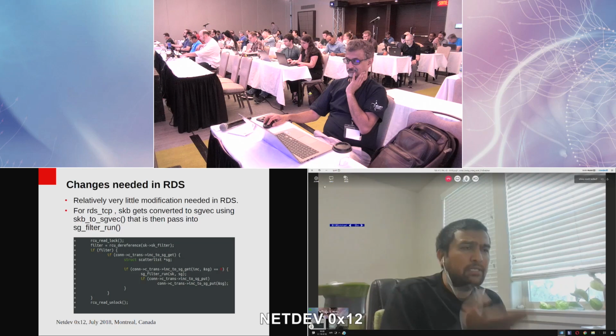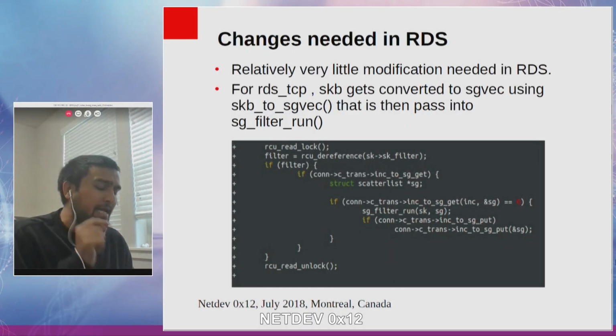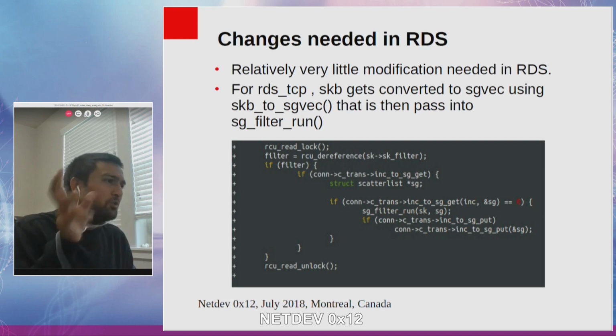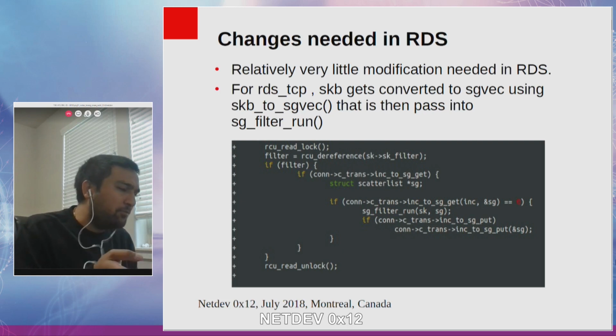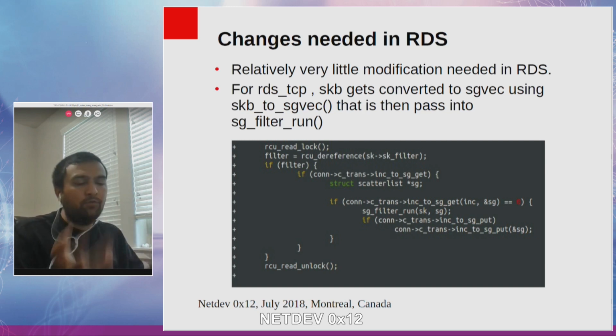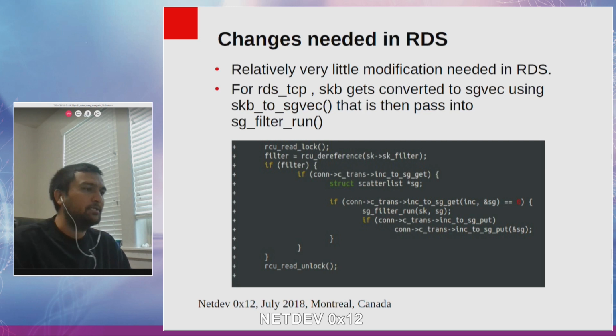Besides that, there are only a couple of lines of changes. Any kernel entity that wants to filter a program based off a scatter gather list has to run SG filter run, and that function is what I showed in the previous slide. It basically sets up the context and calls the BPF program, and through the BPF program you can look into the packet like what we do with skbs. Next.